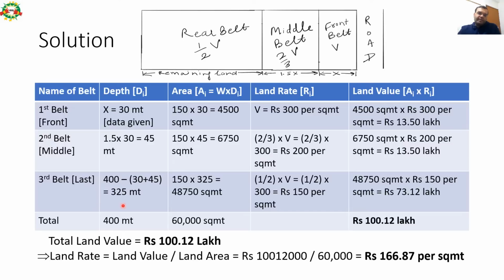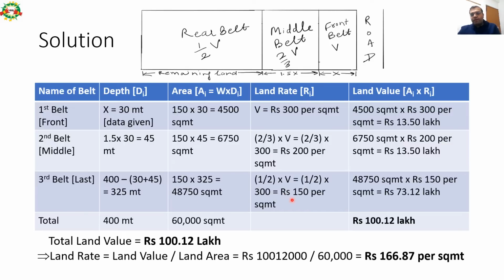Likewise the third belt, what will be its depth? Depth will be equal to 400, which is the total depth of the plot, minus the depth of the first belt and the depth of the second belt. The first belt is 30 meter deep, the second belt is 45 meter deep, so put together 75, and 325 meter will be the depth of the third and last belt. So the land area will be, width is 150 for all the belts, so 150 into 325, that means 48,750 square meter will be the area of the third belt.